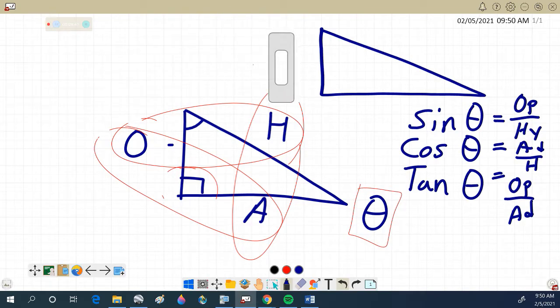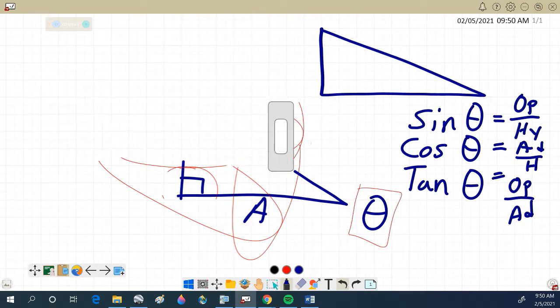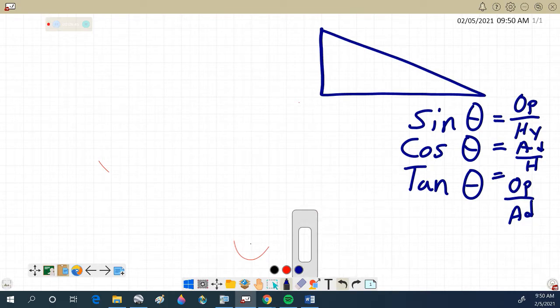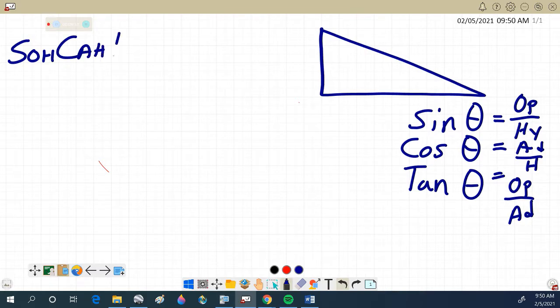All right. Now, you need to memorize that. But it's not as hard as you think. Let's get rid of this. We have this little mnemonic: SOHCAHTOA. The sine is O over H, just like it says over here. The cosine is A over H. The tangent is O over A.